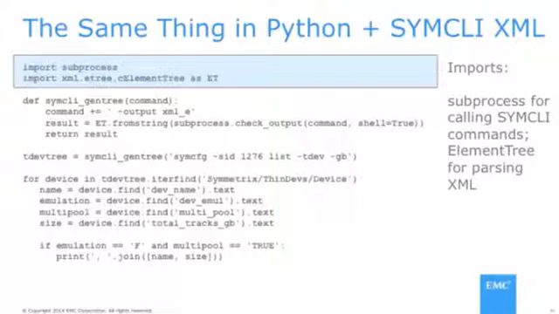Now I've got this function here. And this function, it really only does one thing. It accepts one argument, and that argument is a SYMCLI command. And what it does with that function is it adds the flag, the output XML_E flag, to the command, so you don't have to type it every time you call the function.